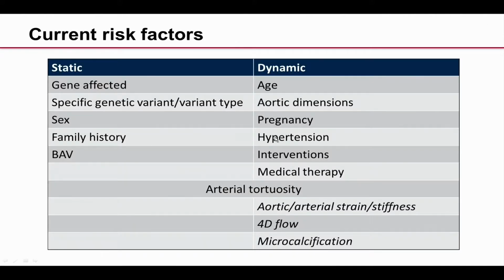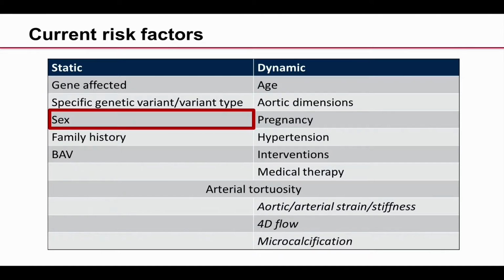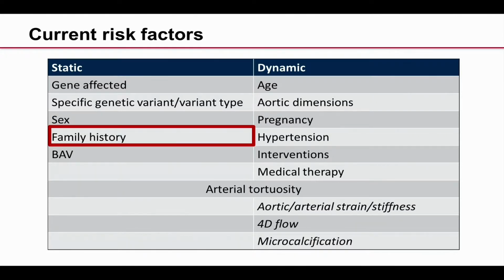So these are the current risk factors that we've talked about today. What gene is affected? Specific genetic variant or variant type, meaning that there are some more pathogenic or more aggressive variants within specific genes. Obviously sex, which is sort of dichotomous. Males are at higher risk, but females in some genes are at higher risk at smaller diameters. Family history, we've discussed a lot.